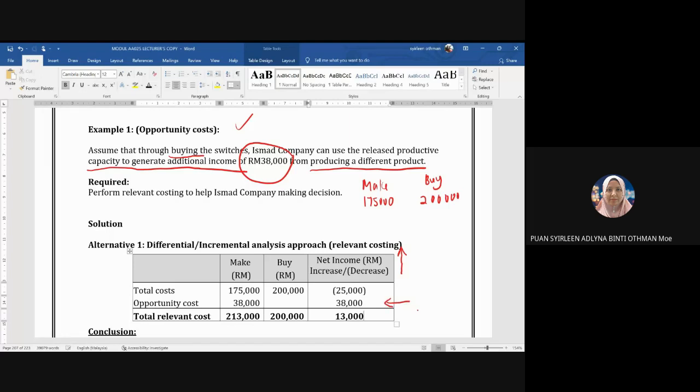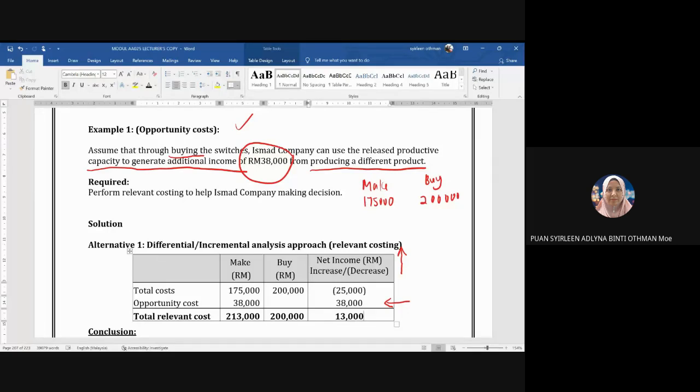Okay, why Madam letak 38 dekat make? Okay, ini ialah opportunity cost. Cost yang you terpaksa lepaskan kalau you decide to make. Okay, so cost yang terpaksa dilepaskan maksudnya saya terpaksa tanggung lah benda tu. Kalau saya lepas saya tak ada benda tu kan. So seolah-olah macam bila kita make tu harga barang tu jadi lagi mahal. Tapi kalau saya buy, saya dapat 38,000 tu. That's why I put the 38,000 dekat dalam column make.